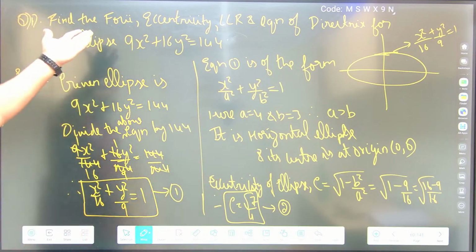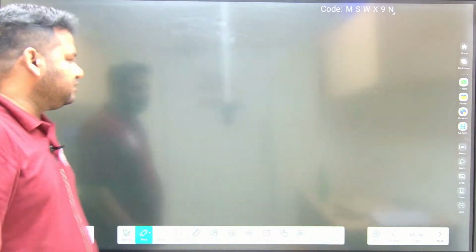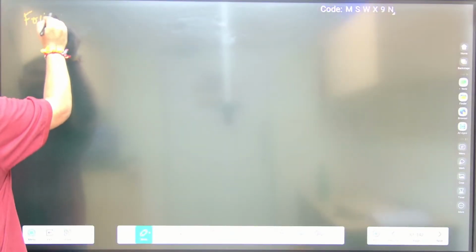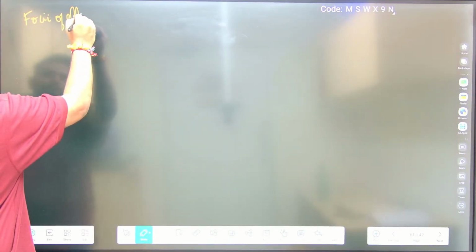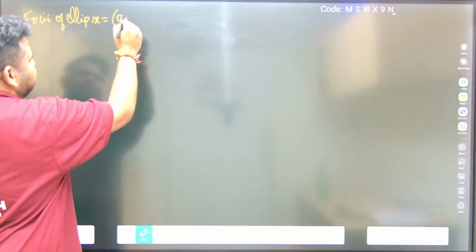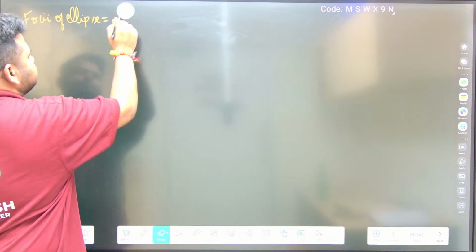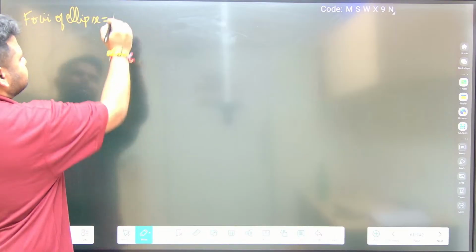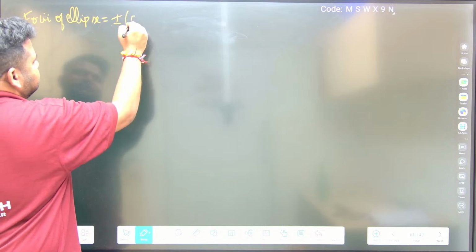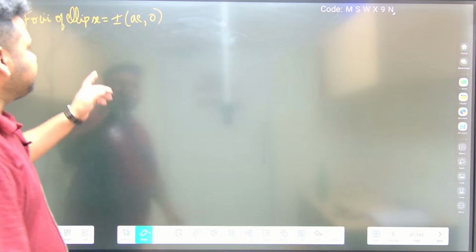Next thing we have to find is the foci. Foci of an ellipse is given by what, friends? Foci of the ellipse is equal to plus or minus AE comma 0. Foci of the ellipse is given as plus or minus AE comma 0.